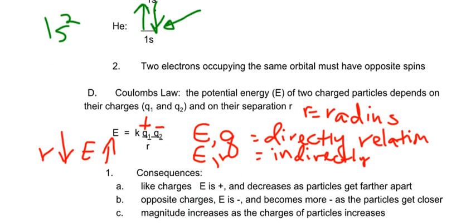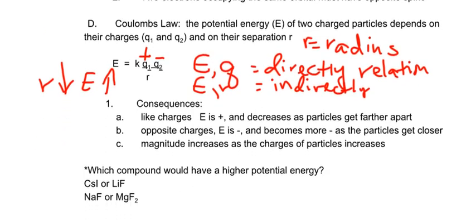All right, so here are our consequences. Like charges, if I have 2 positives or 2 negatives, energy is positive and decreases as the particles get further apart. If I have opposite charges, the energy is negative, becomes more negative as the particles get closer, and the magnitude increases as the charges of the particles increase, all right?